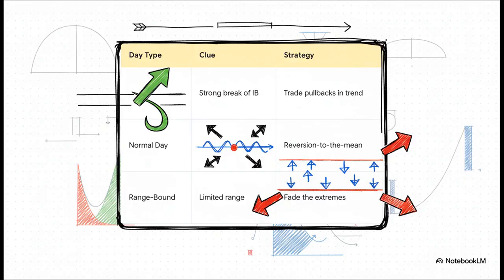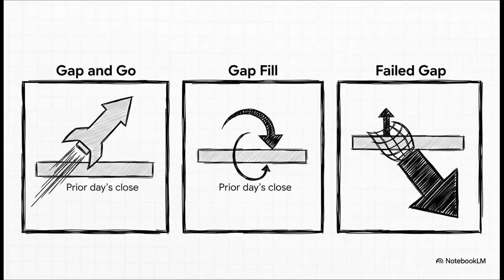Simple as that. And you know what? This same auction logic applies to common things like market gaps. A gap and go shows there's huge conviction. A gap fill tells you that all that opening excitement was wrong and the market is coming back. But the most powerful of all might be the failed gap, because it traps a ton of traders and their panicked buying or selling can fuel a really strong move in the other direction.